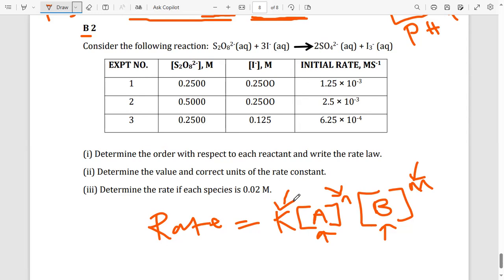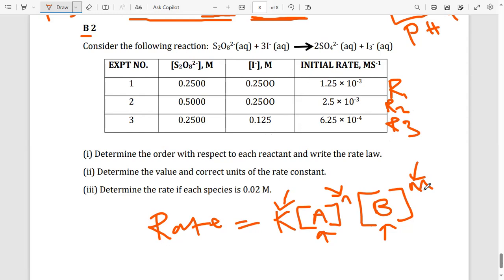So we are going to determine these two powers, n and m, because they are the orders. We're going to determine them by using the method of initial rates. So we've been given different rates here. This one is rate 1, this one is rate 2, this one is rate 3. We are going to use this information to come up with the value of n and the value of m.